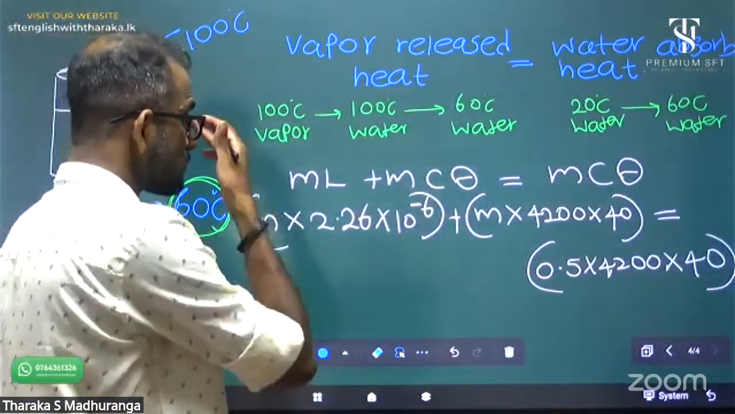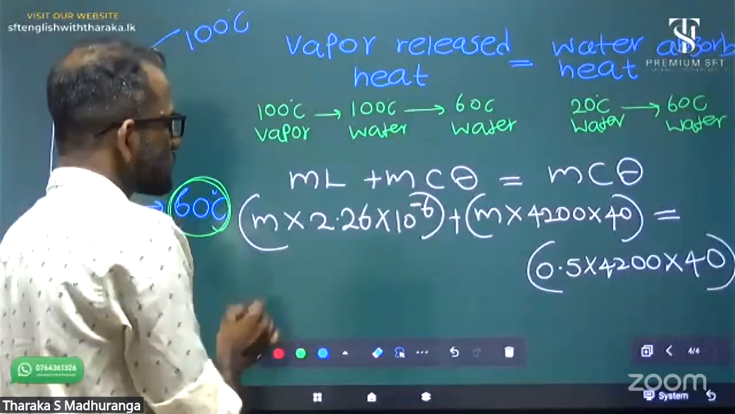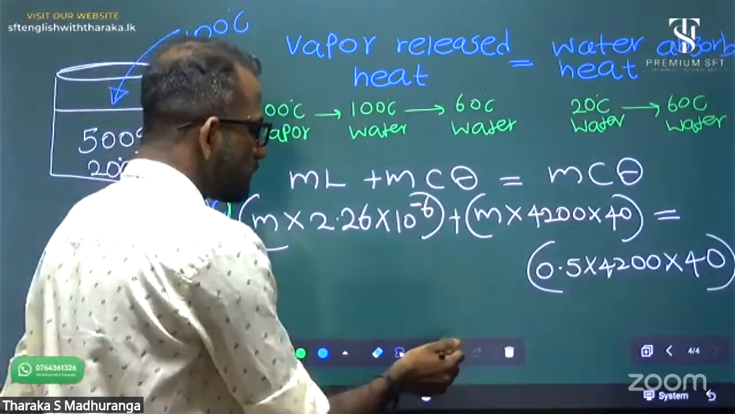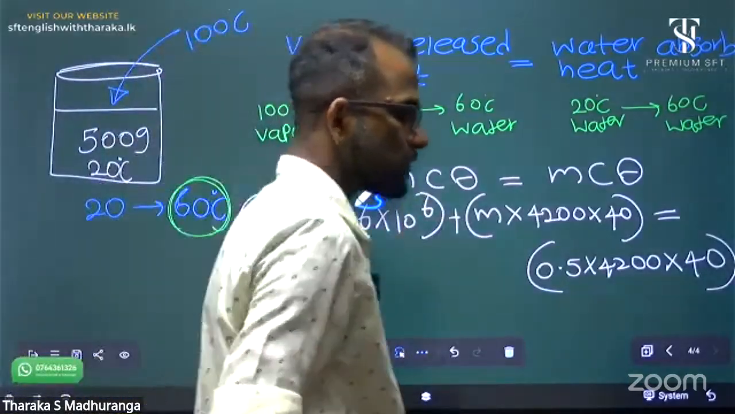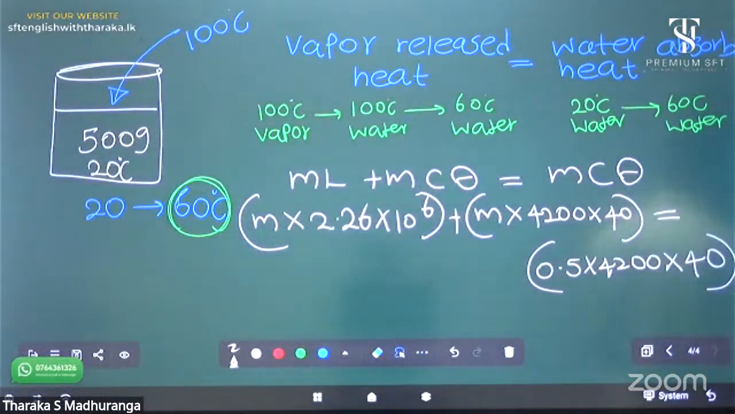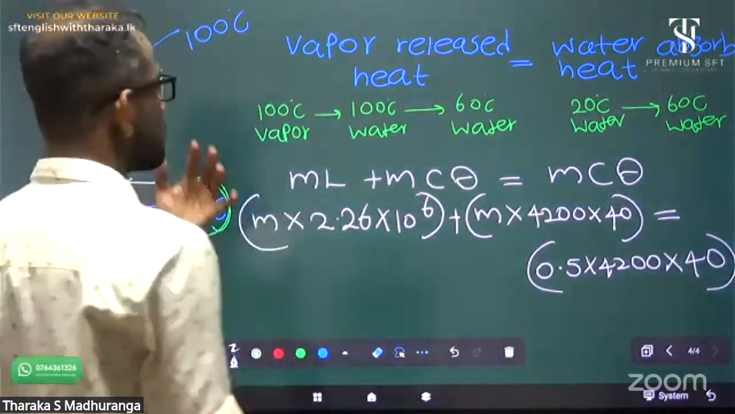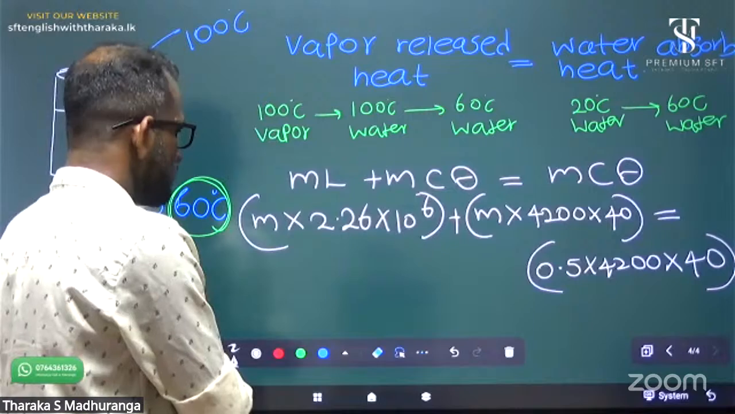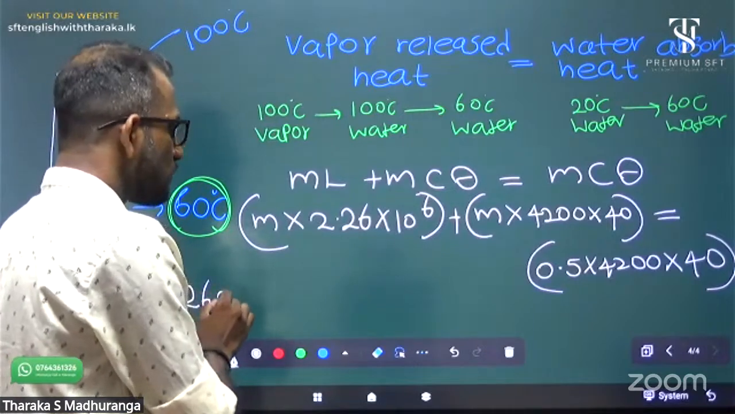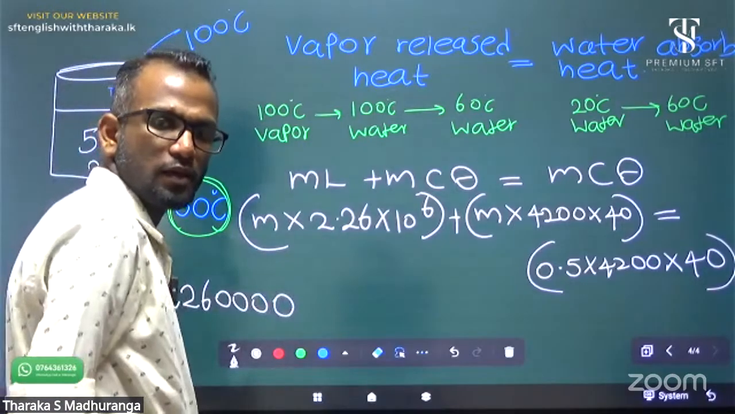2.26 into 10 to the power, not minus 6, plus 6. Sorry, it is plus 6. 2.26 into 10 to the power plus 6, what is the value? 2.26, 226, then 1, 2, 3, 4 zeros. Correct, right?